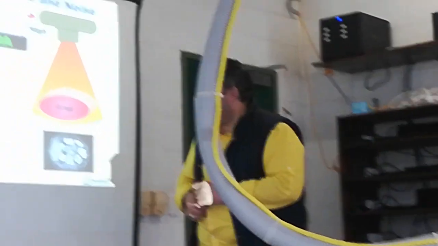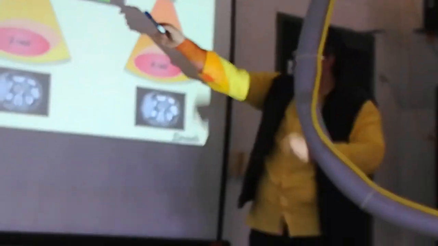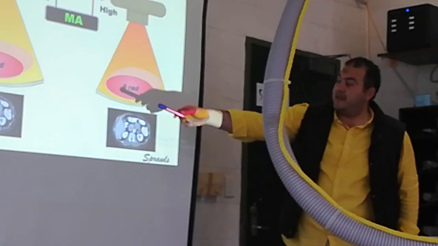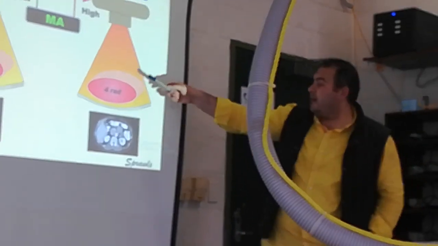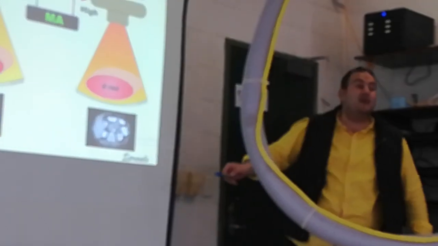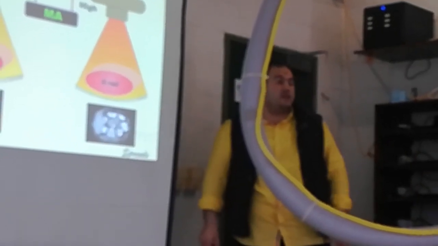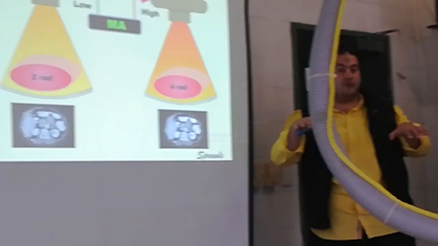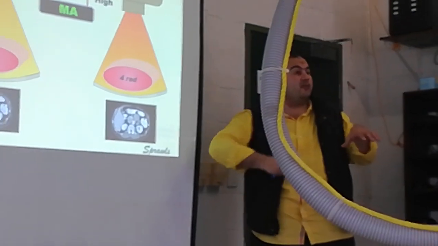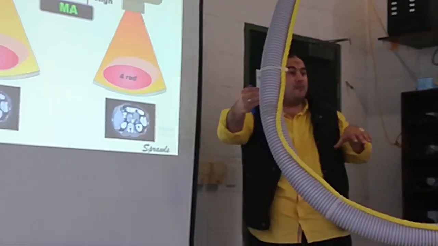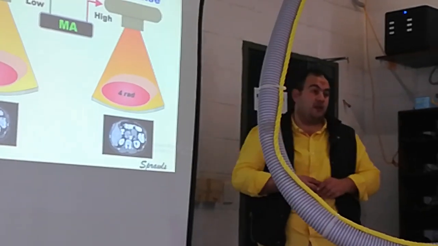Now, if we use low milliampere, you will get a noisy image. With higher milliampere, you will get the best image, but the dose is increased. So there is a direct proportional relation between the milliampere and the dose. If we increase milliampere, you will increase the dose for the patient.